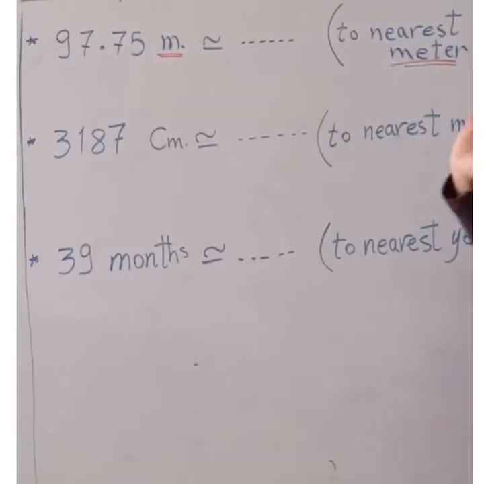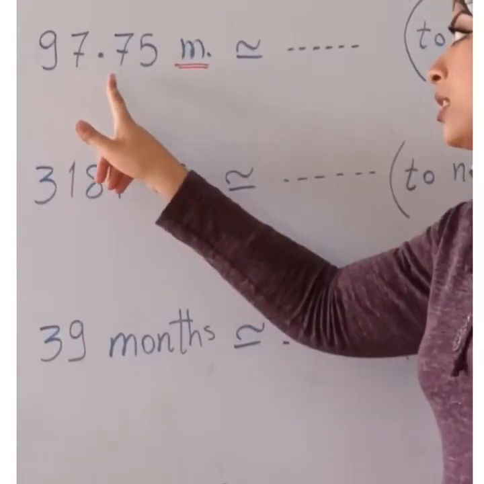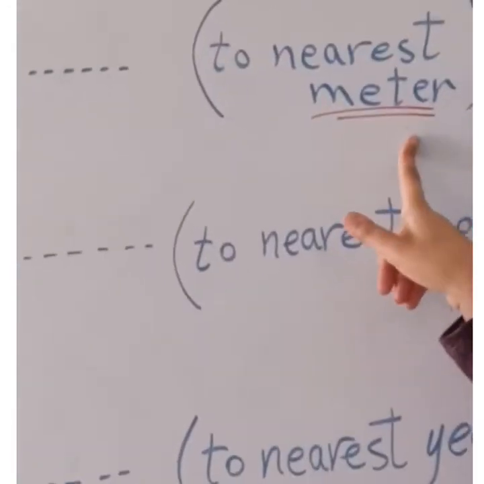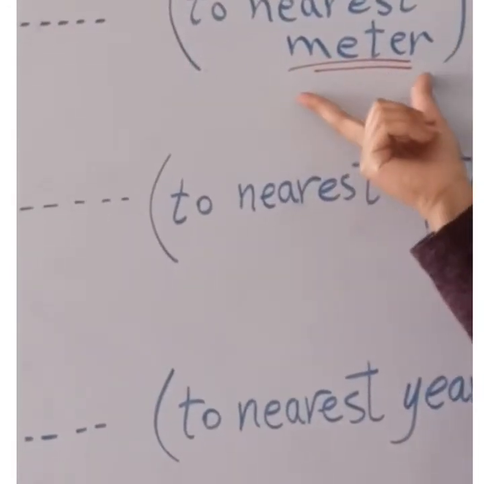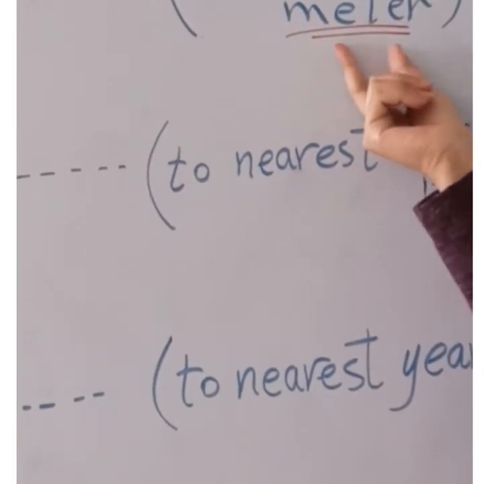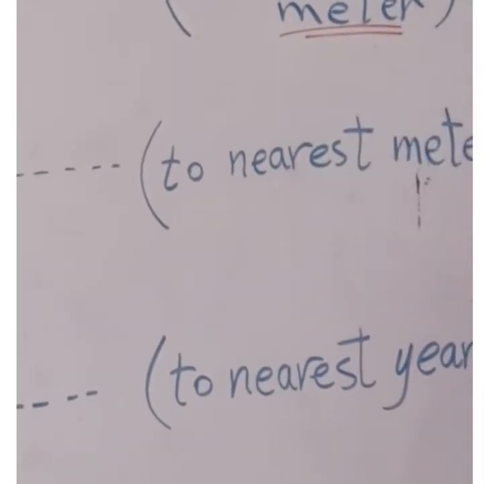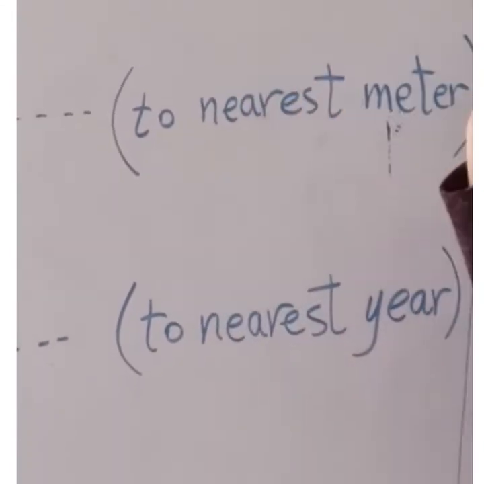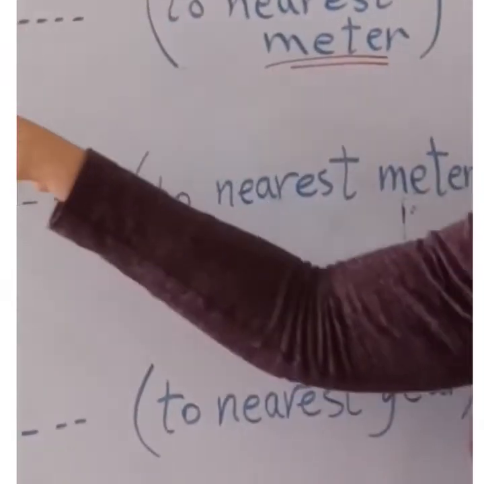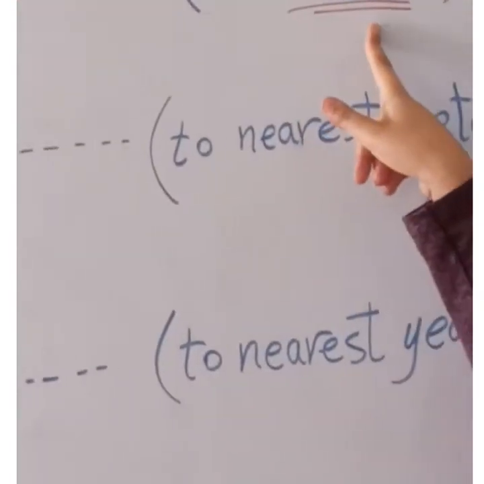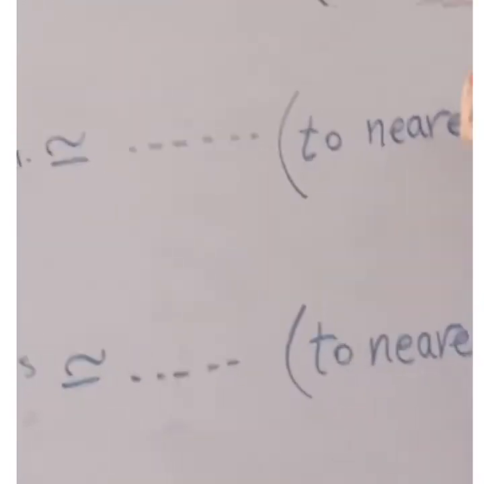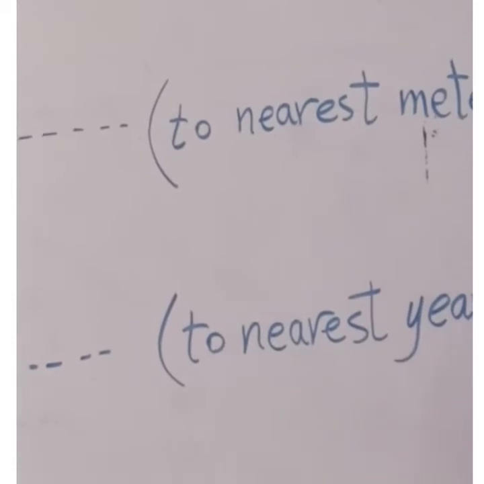First, we look at this question. We have 97.75 meters. We want to approximate it to the nearest meter. If we look at the words here, the nearest meter, we didn't take any approximation to the nearest meter. We take to the nearest unit, to the nearest tenth, to the nearest hundred, but not to the nearest meter. To solve this question, we look at the unit here and the unit here. The unit here is meter, and here is the same unit. If we have the same units here and in the approximation, that means we will approximate to the nearest unit.